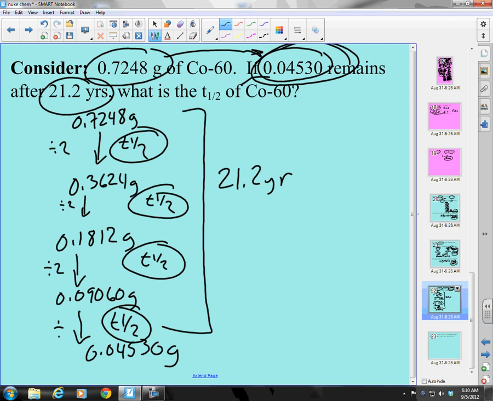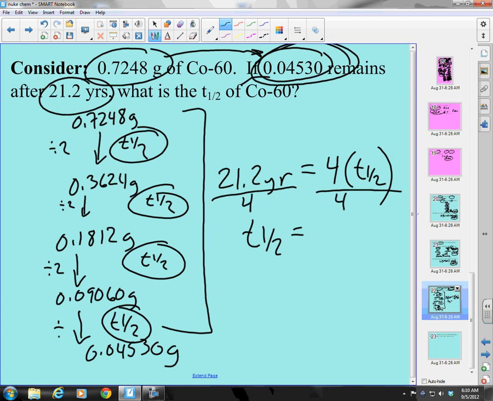Now, that means what? 21.2 years equals 4 half-lives, right? So what does 1 half-life equal? Well, what am I going to do? I'm going to divide both sides by 4. Since it takes 4 half-lives to get 21.2 years, then 1 half-life is 21.2 years divided by 4. Yoink! 5.30 years.